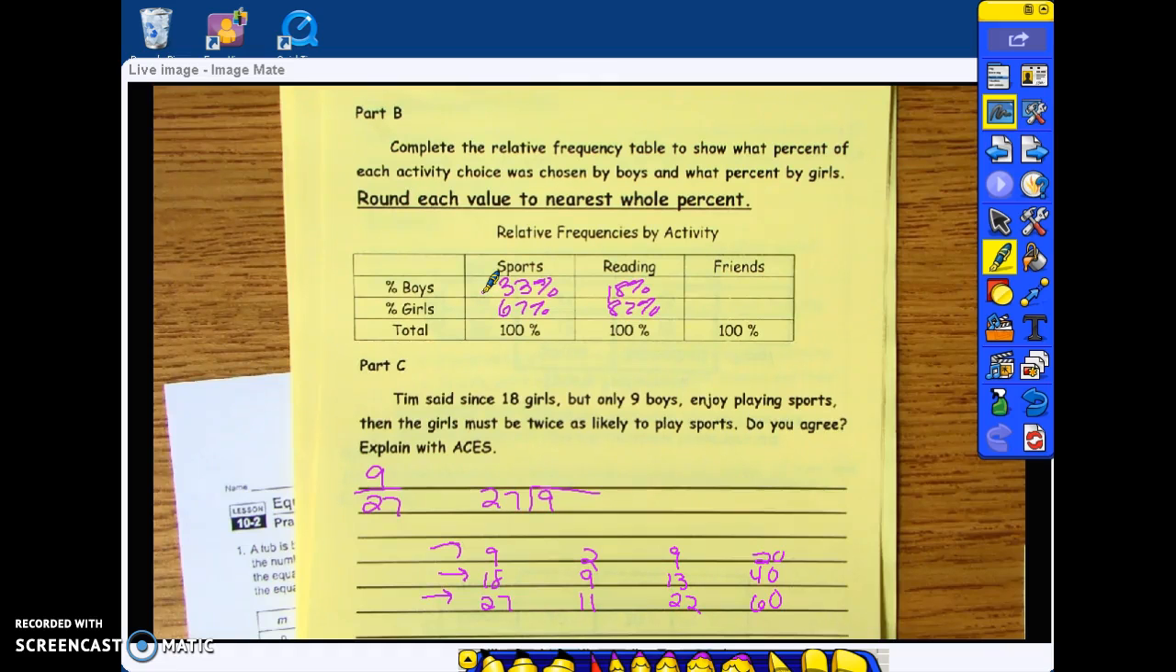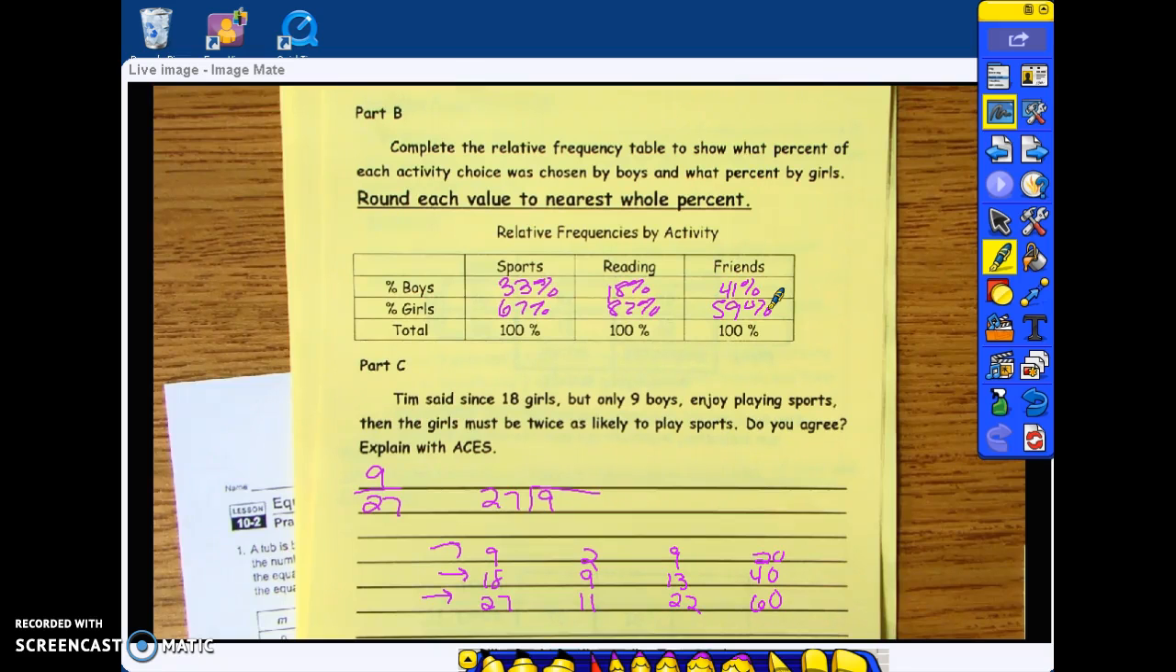Now we'll do the same thing for our friends column. We have 9 boys out of 22 total. That gives us 41%. And 13 girls out of 22 girls gives us 59%. And when you add those, you get 100%.